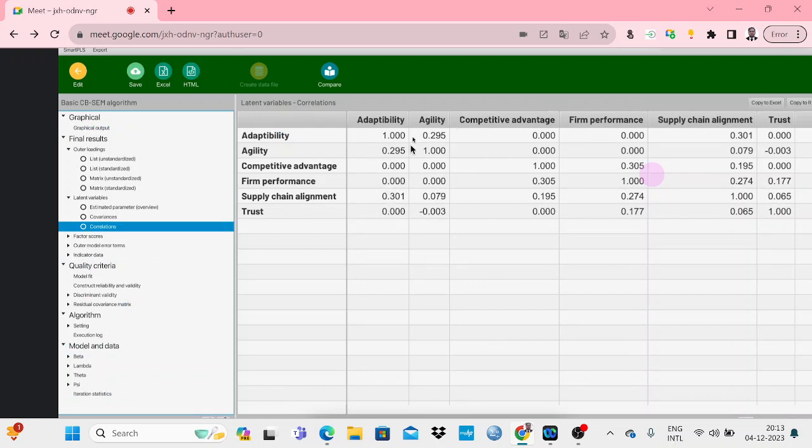So we can just clearly glance at the correlation matrix and we can see that none of these variables, the correlation between the variables, is hitting the high area of 0.8, 0.9.